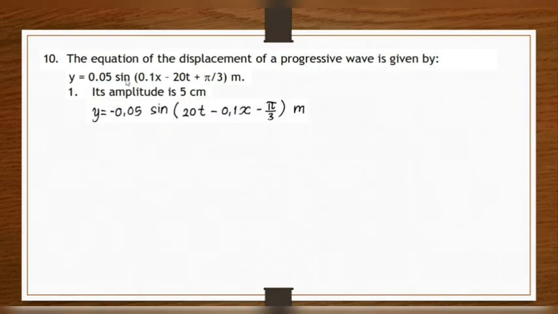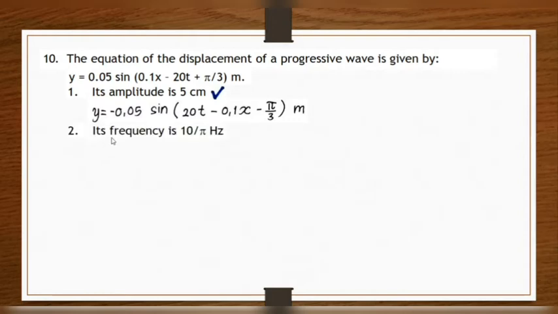We should change this equation into y equals A times the sine of (omega t minus kx plus theta 0). So we change this equation into this. And then we can see that the amplitude is 0.05 meters, so it is equal to 5 centimeter. So this statement is correct.